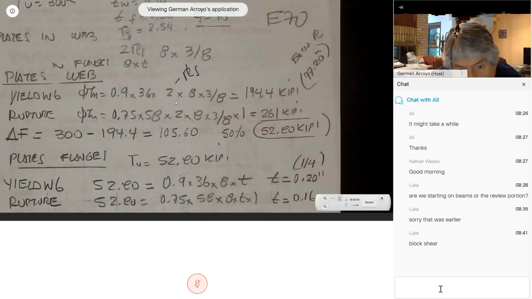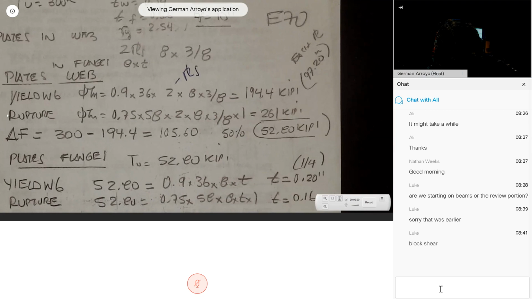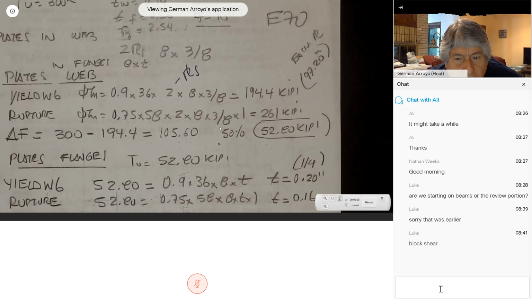And the dimension of the plate is given. The cross section was 8 by 3/8. The ones in the web, the cross section is given, and you can see in the previous page. So both of them, they will take 194.4 K. I need to do rupture. And so this rupture in here is the phi times FU, also 2 plates. The dimension of the plate is known, so that gives me 261.